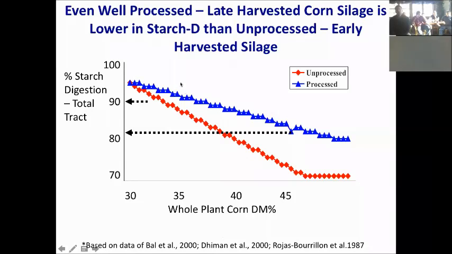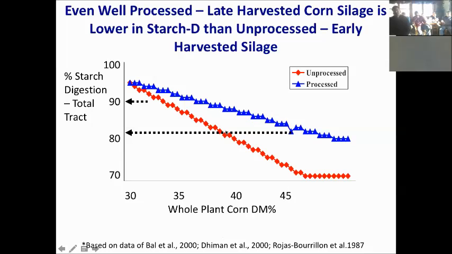And the important thing that I like to point out on this slide is two things. You can see that what happens in total starch digestion in the tract, that in unprocessed corn silage, it actually declines quite rapidly when we get up to the black layer level right here. So our potential total tract digestion of starch declines if we get corn silage that is too mature.